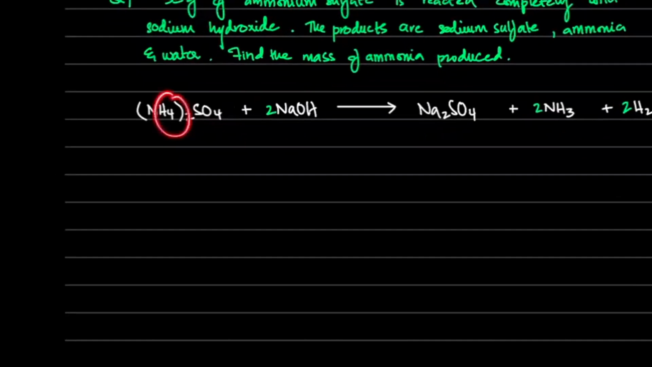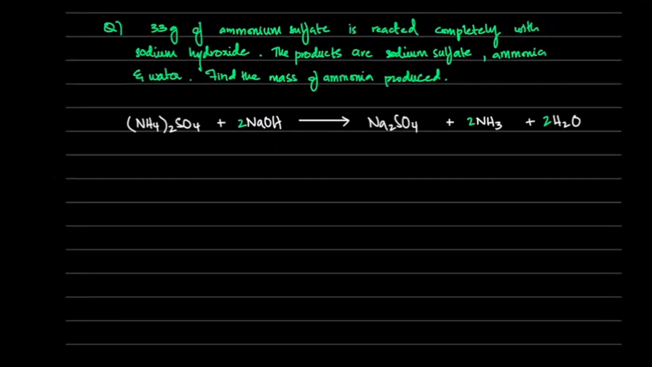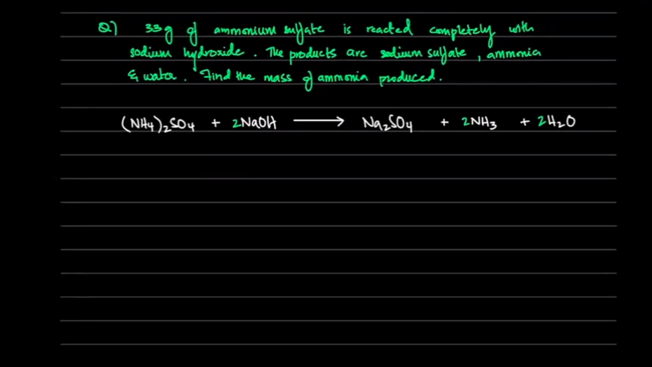And now look at the hydrogens. यहाँ पर hydrogens कितने हैं? 4 times 2, which is 8, plus 2 times 1, which is 2, right? So that's 10 hydrogens. And then right hand side पे भी कितने हैं? 2 times 3, which is 6, and then 2 times 2 is 4. So hydrogens भी आपके balanced. And this is the balanced equation.